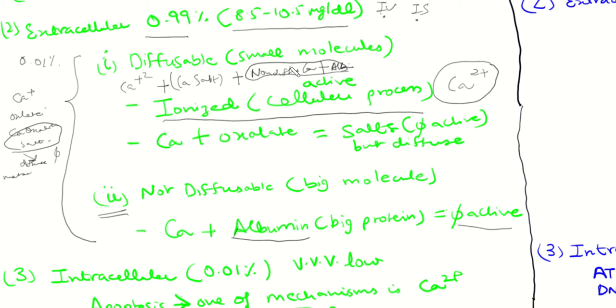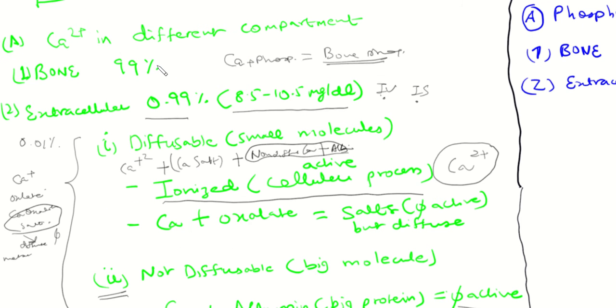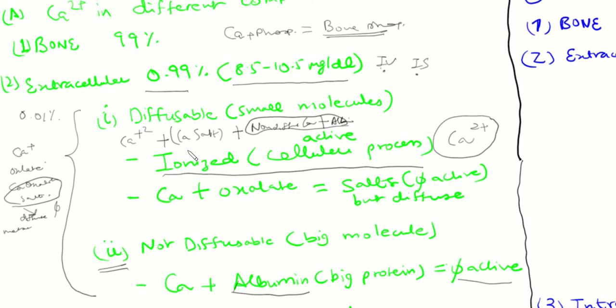Perfect. Guys, got it? 99% of calcium is in the bone. Phosphorus, 85% is in the bone. The big thing is bone has both a lot of calcium and a lot of phosphorus. Extracellular calcium is 0.99%, and it has to do with ionized, diffusible non-ionized, and non-diffusible, which is connected to albumin. Extracellular phosphorus is 1%.